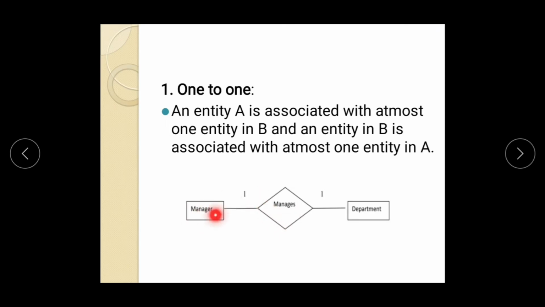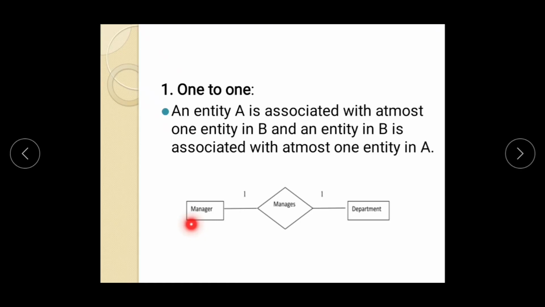Okay, so here it means that a single manager can manage a department. In reverse order we can say that a department is managed by a single manager. That is what is explained here. Entity A is associated with at most, meaning maximum, one entity in B. Also, an entity in B can have maximum association with one entity in A. That is what it is saying.